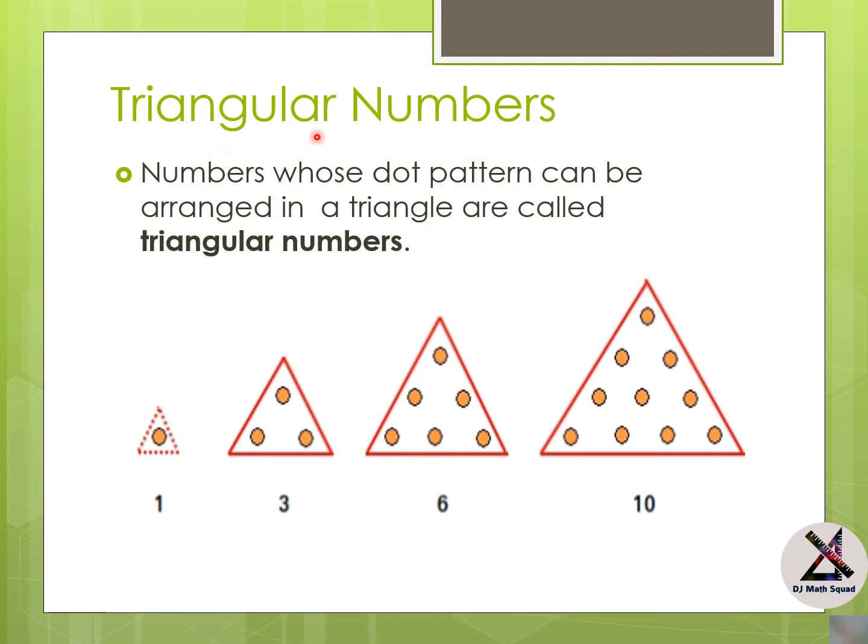This one is triangular numbers. Numbers whose dot pattern can be arranged in a triangle are called triangular numbers. So, here you can see if you have 1 dot, like number 1, it can be represented like this. Then the next number which we are taking is 3. Now 3 dots you can present like this, which looks like a triangle. The next one is 6. If you take 6, you can see the arrangement of 6 dots like this in the form of a triangle. Then 10 dots can be represented this way in the form of a triangle.